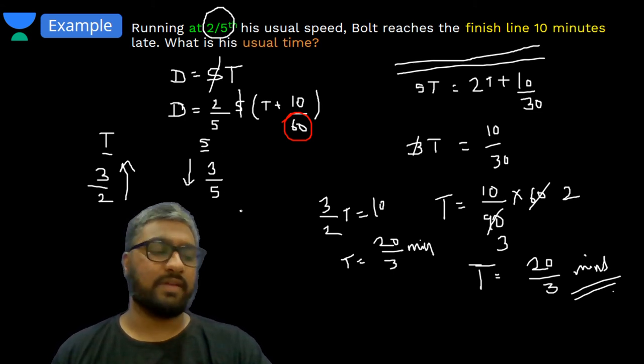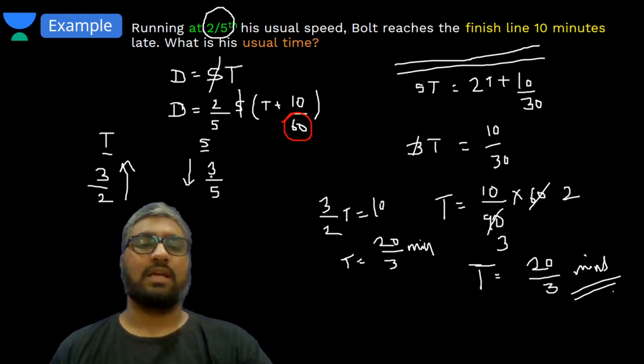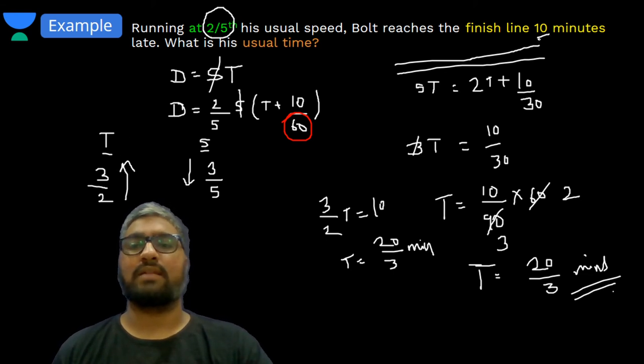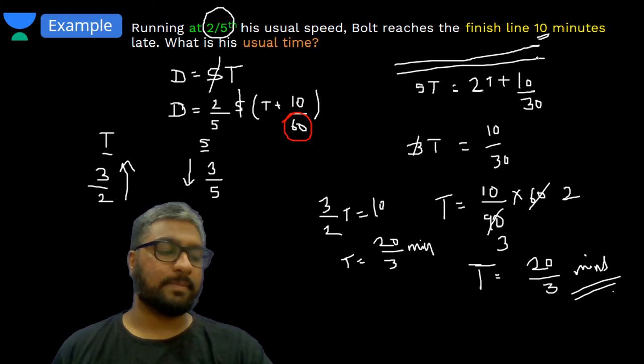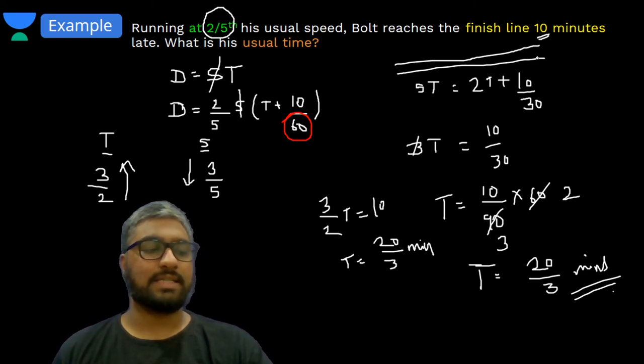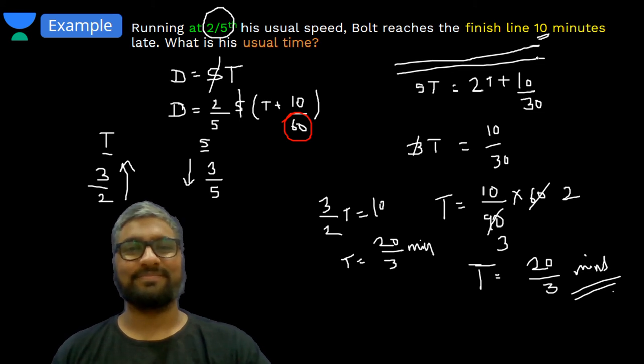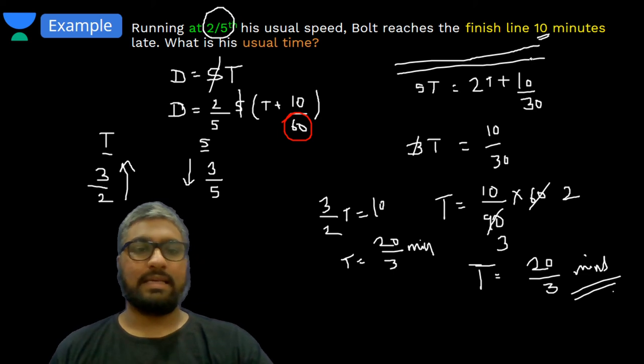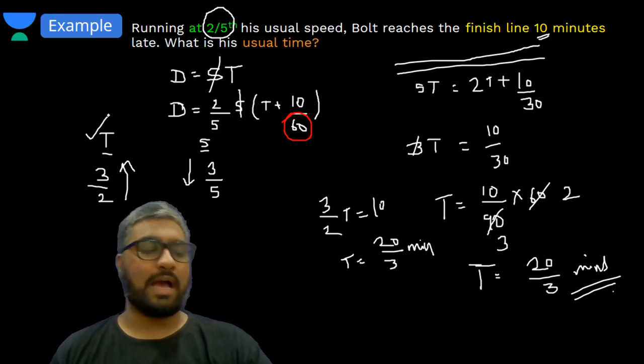If the speed decreases by 3/5, yes, 2/5 it becomes, which means it decreases by 3/5. That means it will increase by 3/2. That's it. This increase is nothing but this extra 10 minutes. Got it? Piyush, Anuj, I hope you guys are able to understand this. Yeah, great. Do you see how handy this is?